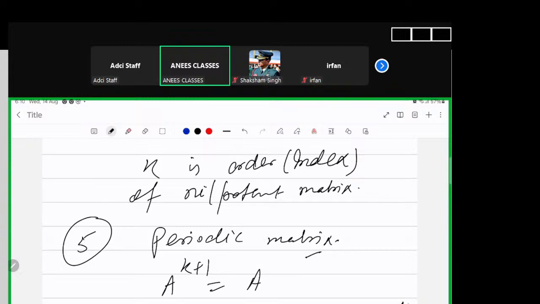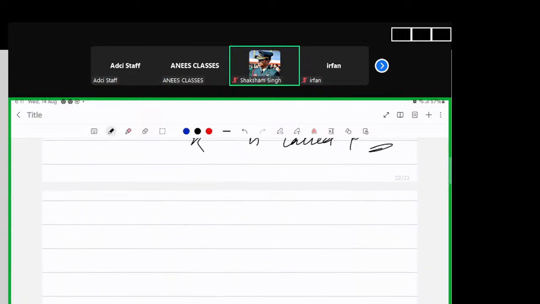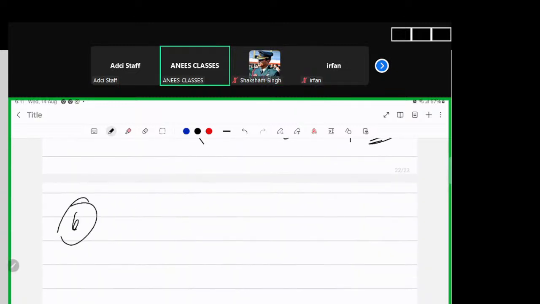K is called period. Understood? Raksham? Yes, sir. Sixth. In term I have to teach first of all. I will take conjugate.